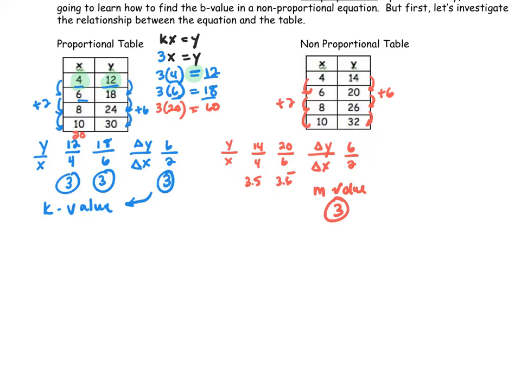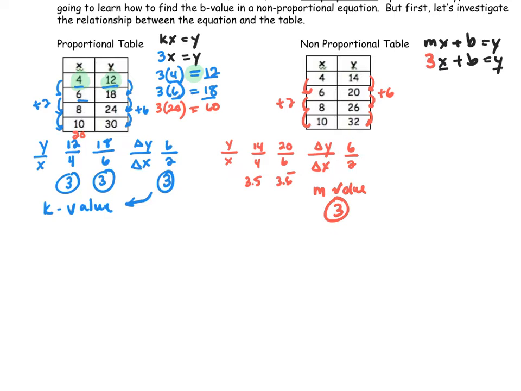And so now let's see how that relates to the equation. If you remember, our non-proportional equation looks like this. mx plus some mystery number b equals y. And we now know that our m value is 3. So we have this much of the equation. And here's what's awesome. Because we have a whole table of x and y values, we're going to be able to substitute in x and y, and that's going to help us figure out what the b is.